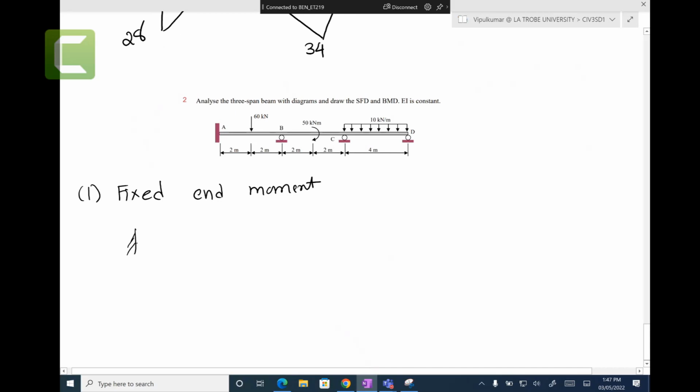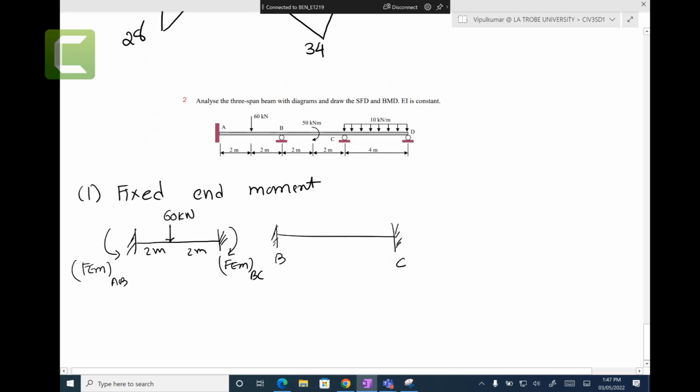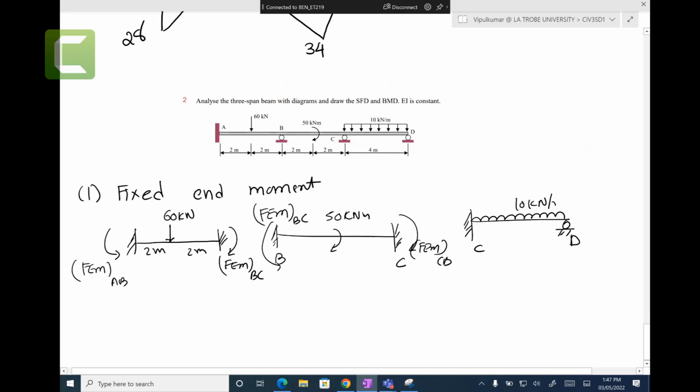We don't touch A, but B we fix it with 60 kilonewtons, 2 meters on each side. Fixed end moments of AB, fixed end moments of BC. B fixed, C internal fixed, 50 kilonewton meters. Fixed end moments of BC, fixed end moment of CB. CD roller, 10 kilonewton meters. We can't touch D.